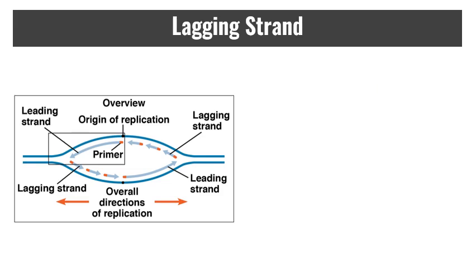The lagging strand is going to involve DNA polymerase III and RNA primase working together to continuously create new primers and extend them. This is going to create discontinuous fragments that can then be utilized and grown. Those fragments are called Okazaki fragments for the man who discovered them.